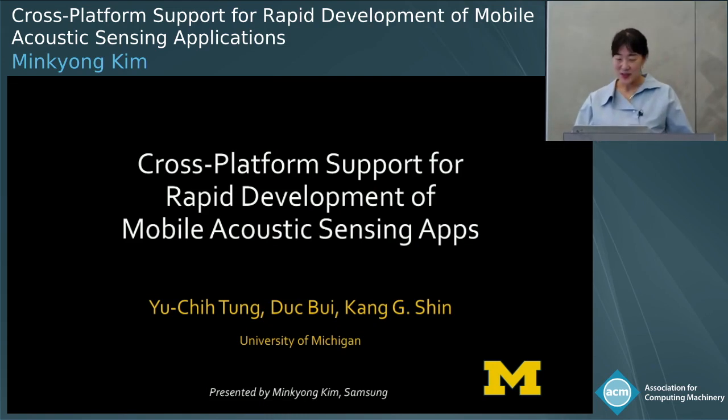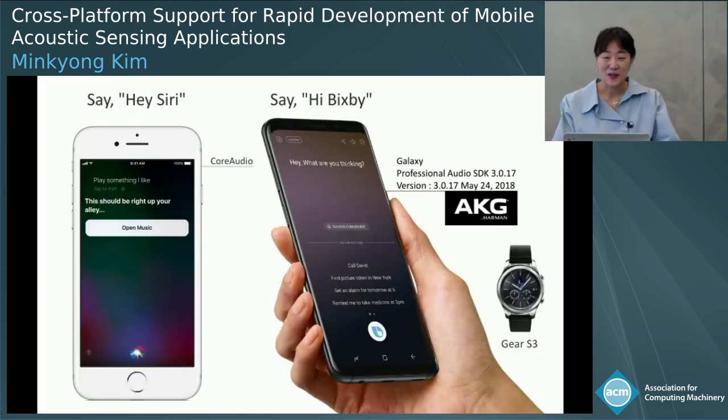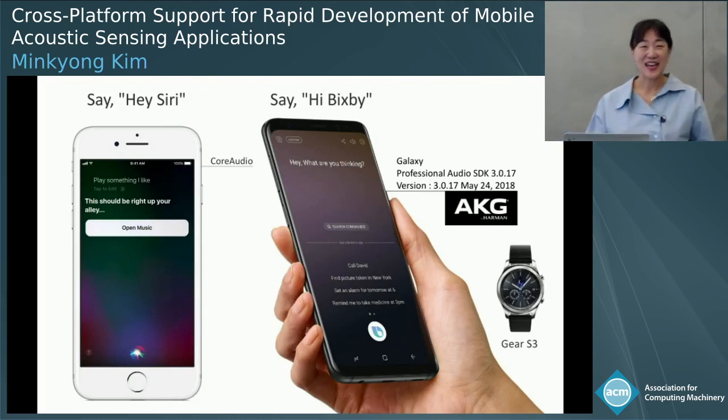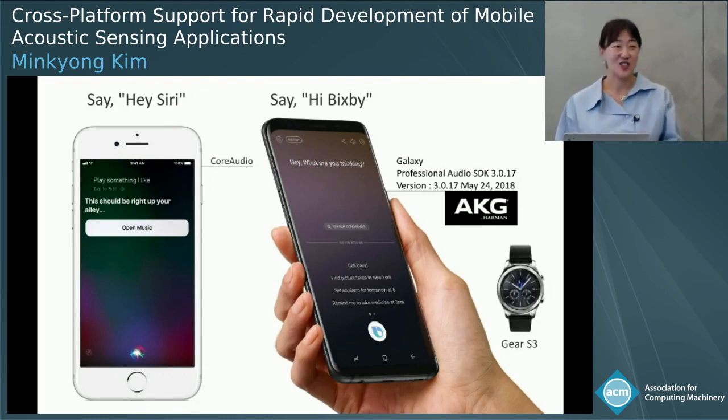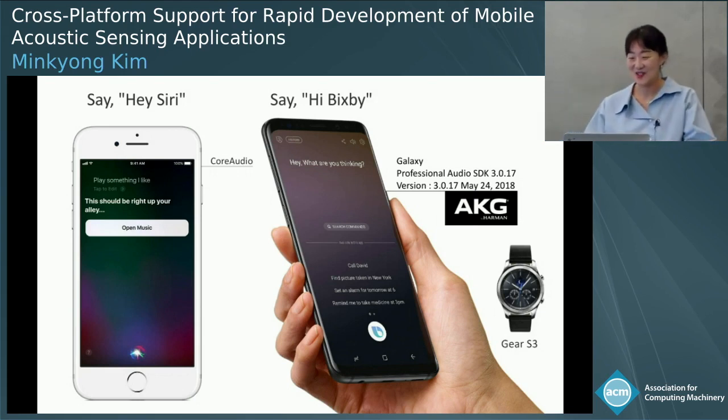Okay. So today I'm going to talk about a paper titled Cross-Platform Support for Rapid Development of Mobile Acoustic Sensing Apps. So nowadays, many phones have natural language understanding, right? You can just say to your phone something like, hi Sherry or hi Bixby, and they understand what you're saying. Or you can make a call, of course, or you can use your watch to make a call. What that means is that they already have good microphones and speakers, such as speakers that are tuned by AKG, okay?